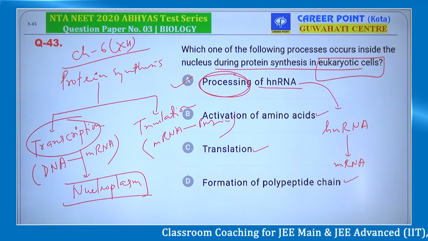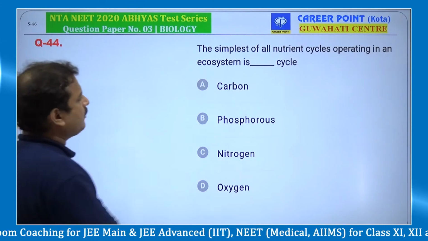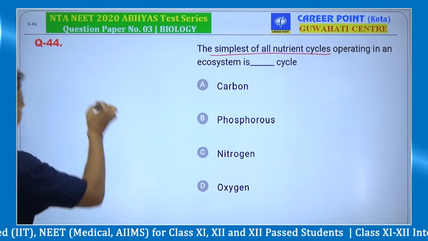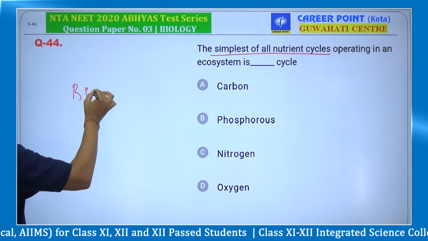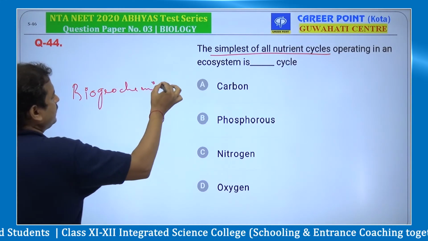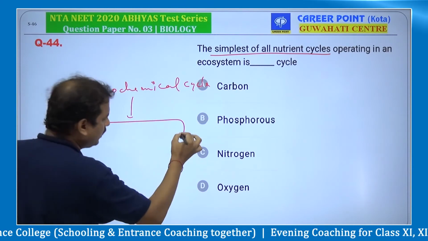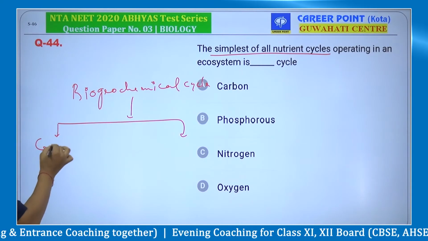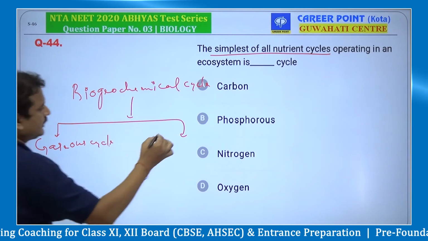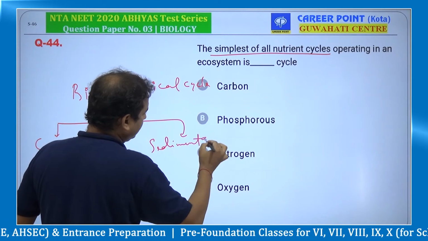Clear? Now, the simplest of all nutrient cycles operating in an ecosystem, the simplest nutrient cycle. Actually, you should know, or already you know, that biogeochemical cycle, mainly it has two cycles. One is called gaseous cycle, and another is called sedimentary cycle.